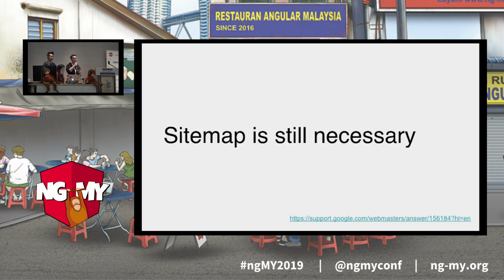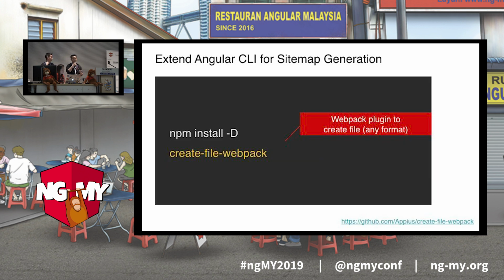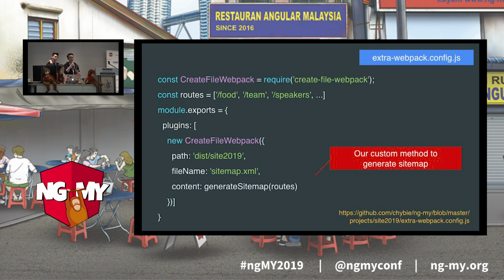Besides pre-rendering, the sitemap is also necessary because we need the crawler to know our site better. How we generate the sitemap automatically is the same as how we configure the custom webpack. So yes, we need to extend the CLI as well. What we need to do is install a plugin called create file webpack. Basically, create file webpack helps you to create a file.